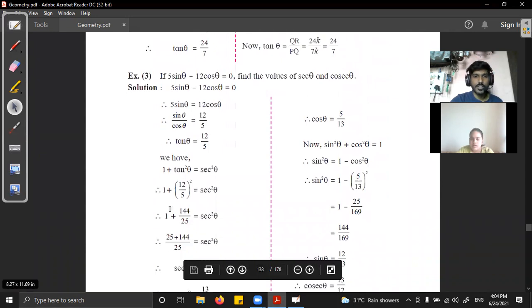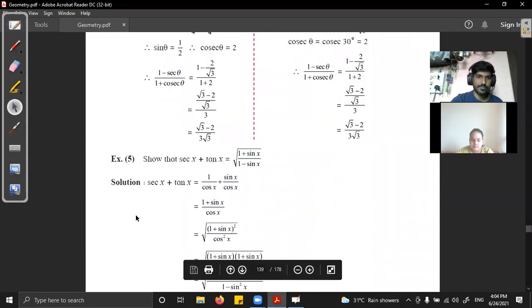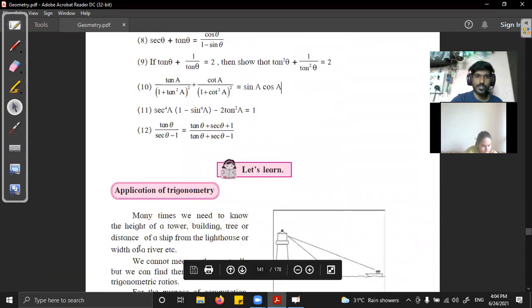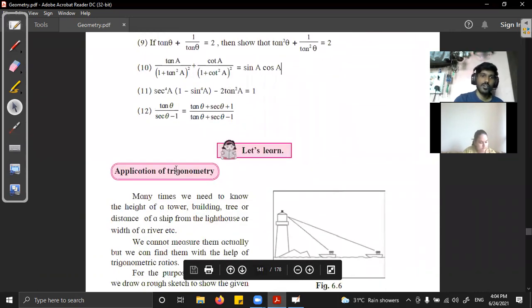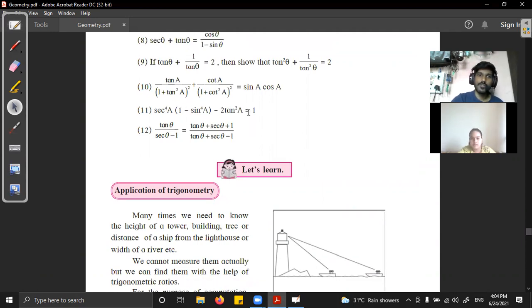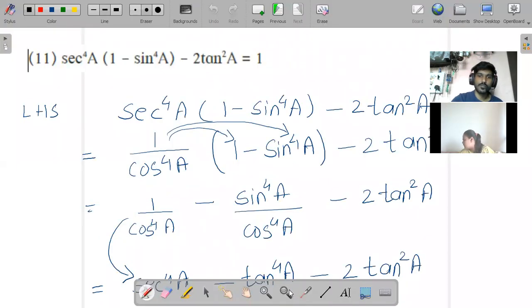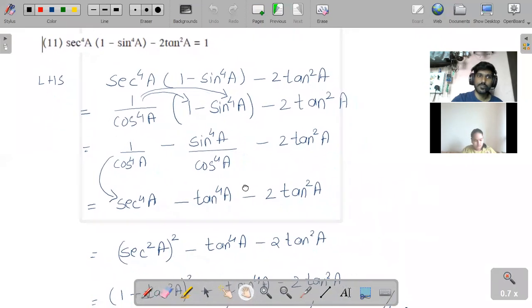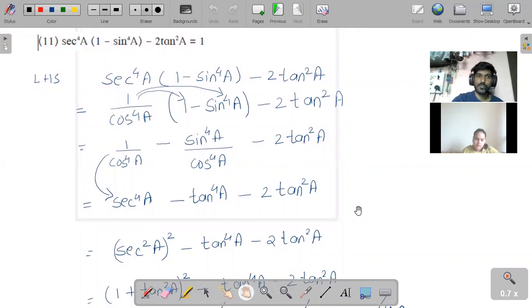Okay, we'll do the 10th sum, the last sum of this exercise. That is 11, 12? The 11th one we did, right, that day. We did 10 and 11. So now we'll do the 12th one.